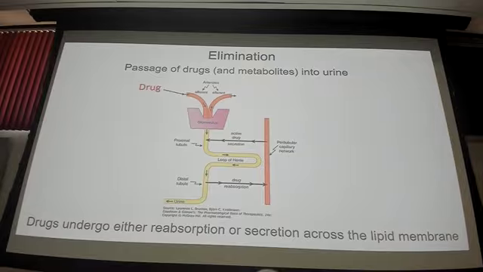So, drug elimination by the kidneys involves filtration at the glomerulus and secretion at the proximal tubule here. Active transport will draw drugs into the proximal tubule, and then in the distal tubule reabsorption can occur for those lipophilic and uncharged drugs back into the blood circulation.